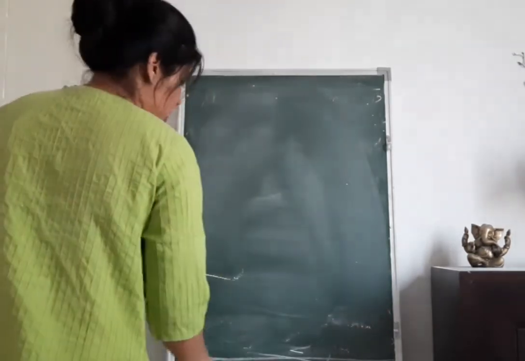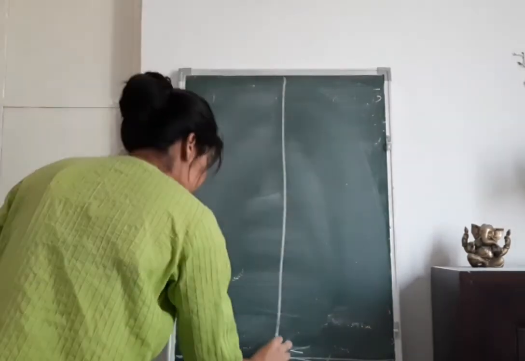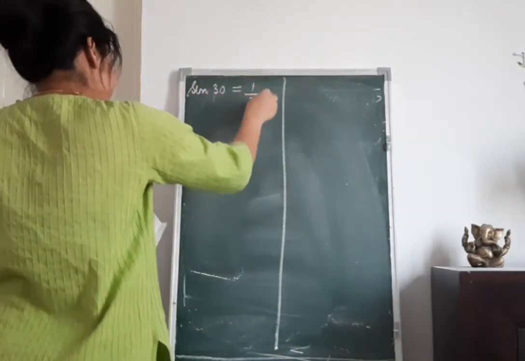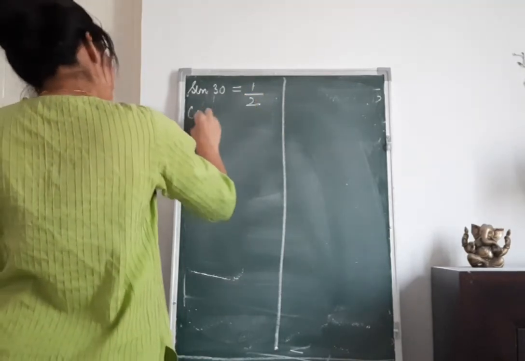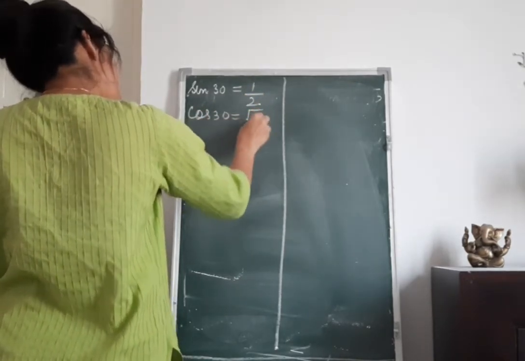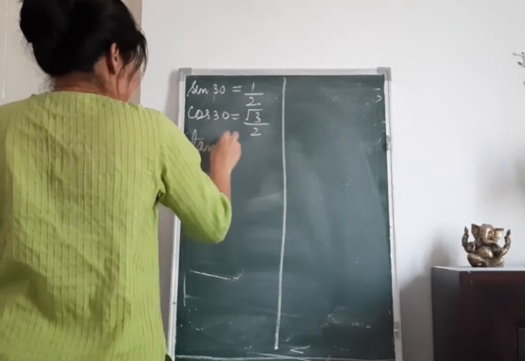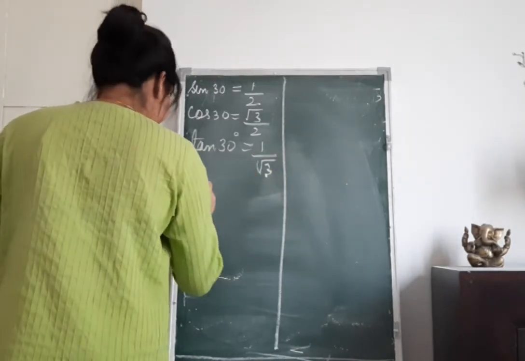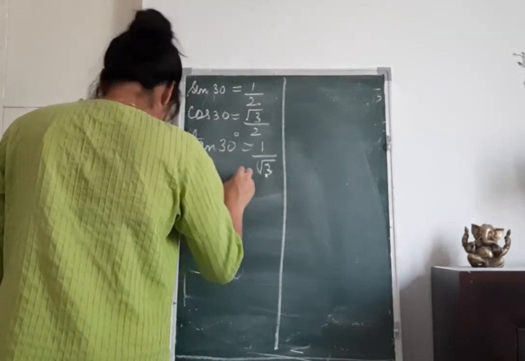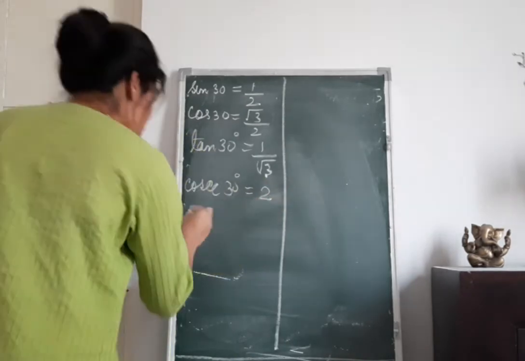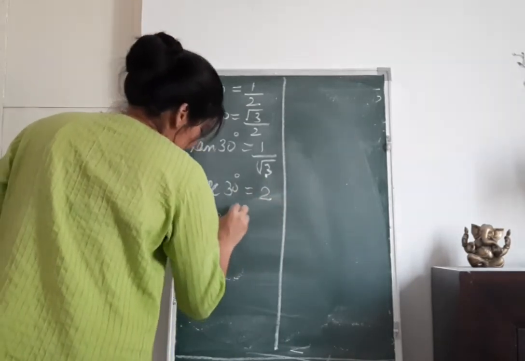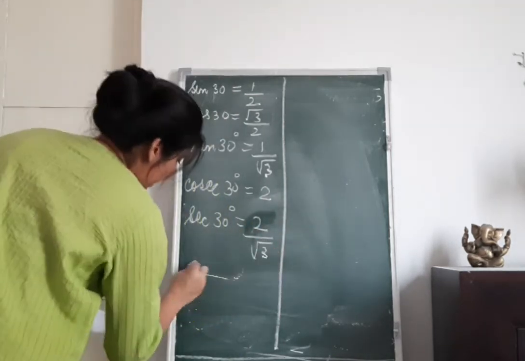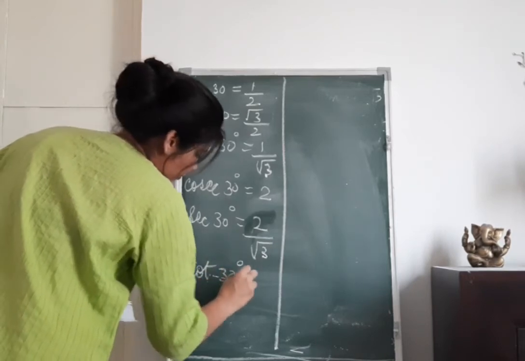Let me just compile the values for you. Sin 30 degrees is equal to half, cos 30 degrees root 3 by 2, tan 30 degrees 1 by root 3, cosec 30 degrees as 2, sec 30 degrees as 2 upon root 3, and cot of 30 degrees as root 3.